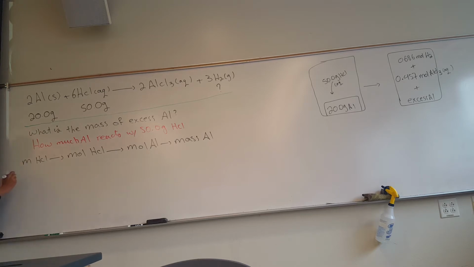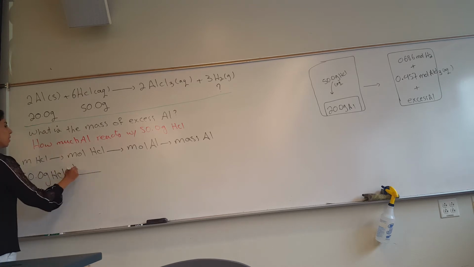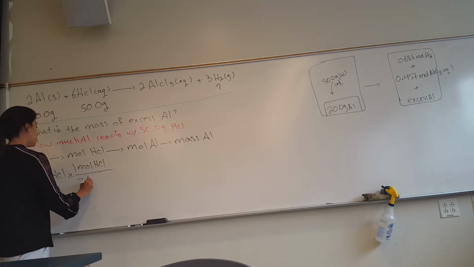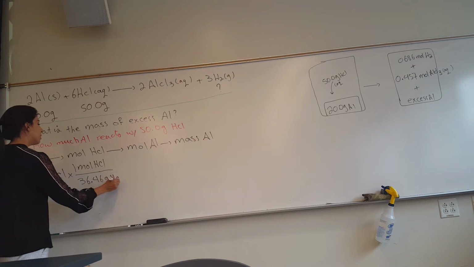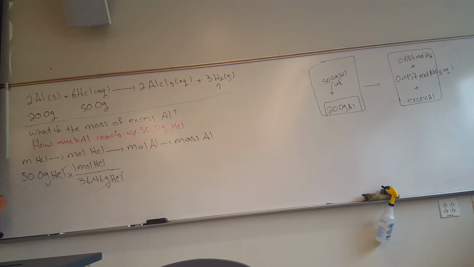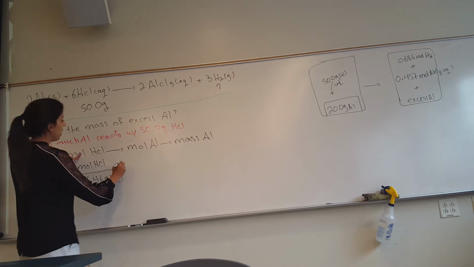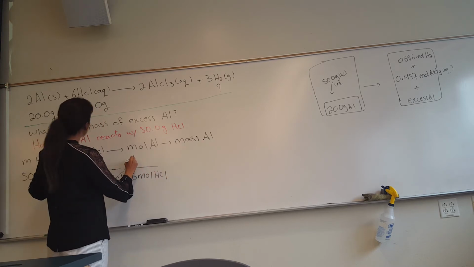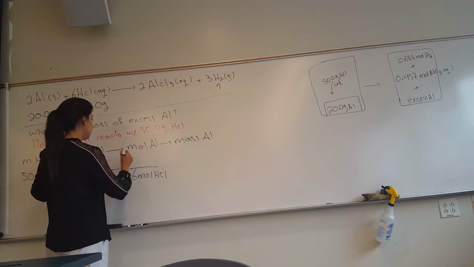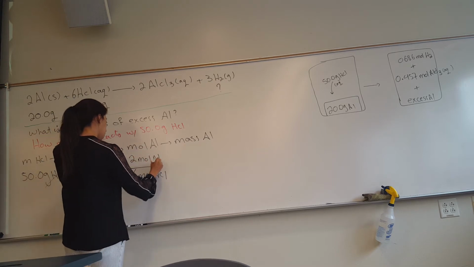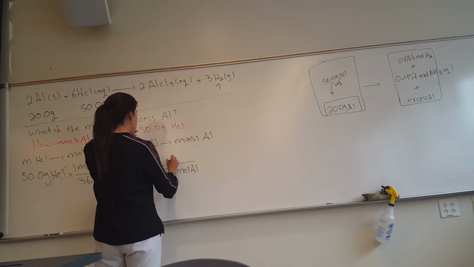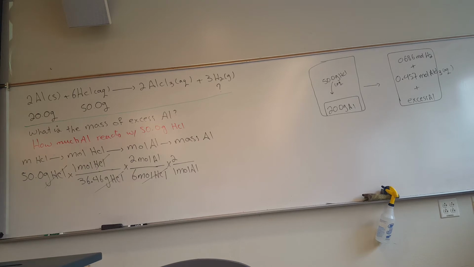So let's do it. You have 50 grams of hydrochloric acid. Each mole of hydrochloric acid is 36.46 grams of hydrochloric acid, so mass and mass cancel out. Based on the balanced reaction, each 6 moles of hydrochloric acid reacts with 2 moles of aluminum. And then we know that each mole of aluminum is 26.98 grams.